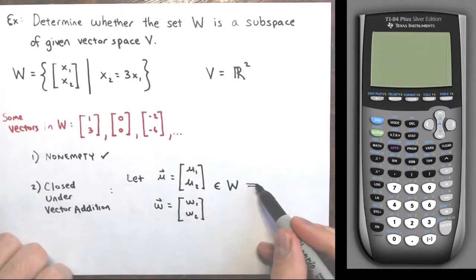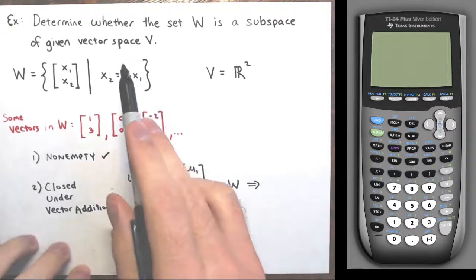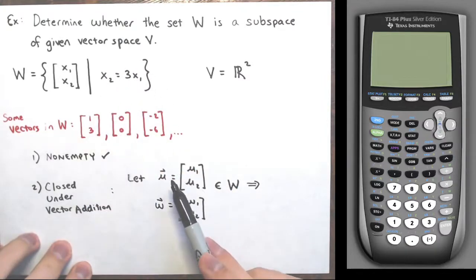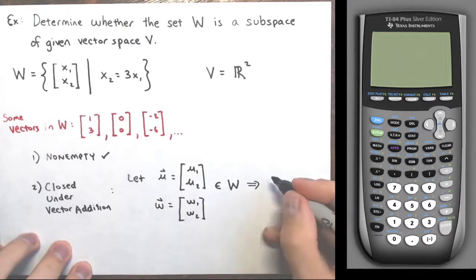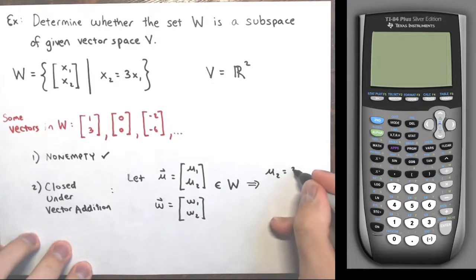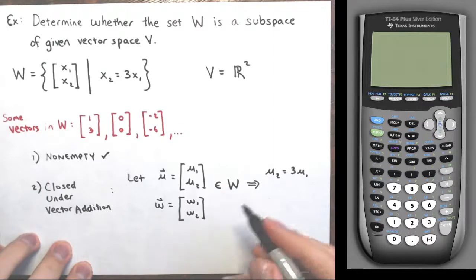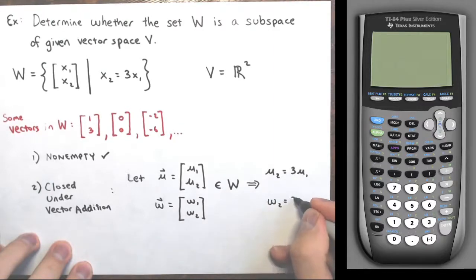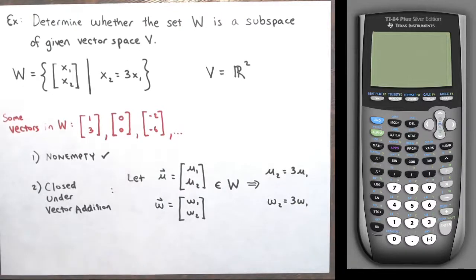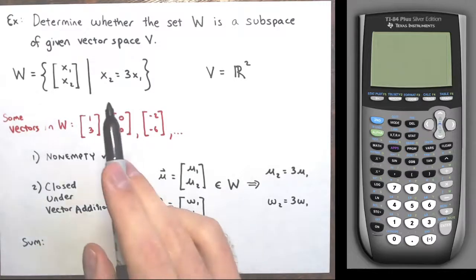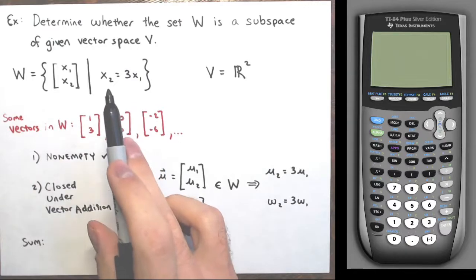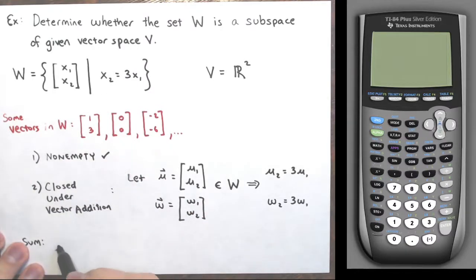Now remember what that means. This is where the condition comes in. If u belongs to W, that means that u2 is equal to 3 times u1. And if this general vector w belongs to W, then that means that w2 is 3 times w1. All right, now we look at their sum, and hopefully their sum is also in this set W, meaning that this condition will hold. So let's look at u plus w.